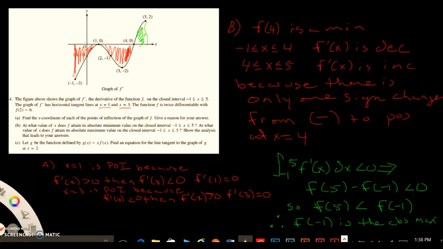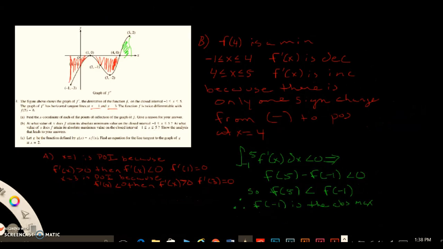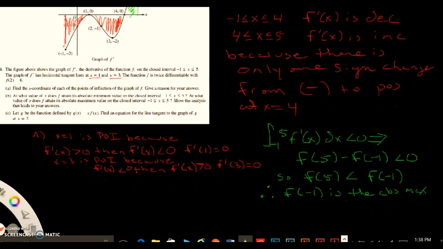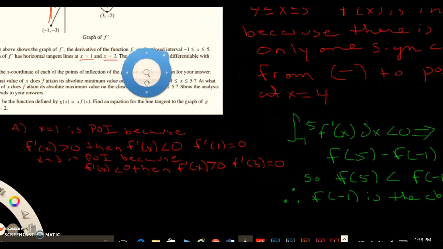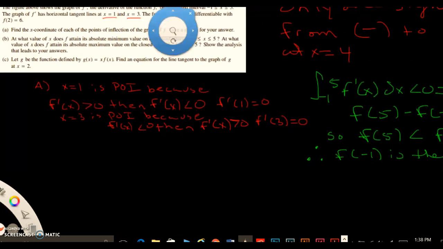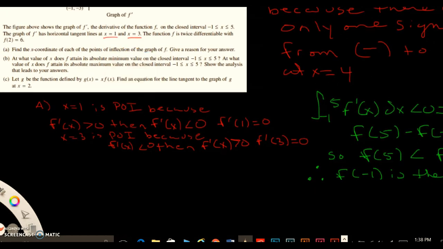Okay, last part. Let g be the function defined by g of x equals x times f of x. Find an equation for the line tangent to the graph of g at x equals 2. Let me move this around so I have a little bit of room. Pretty easy. We don't need the whole graph, I just need this piece right here. And I do need the piece f of 2 equals 6.